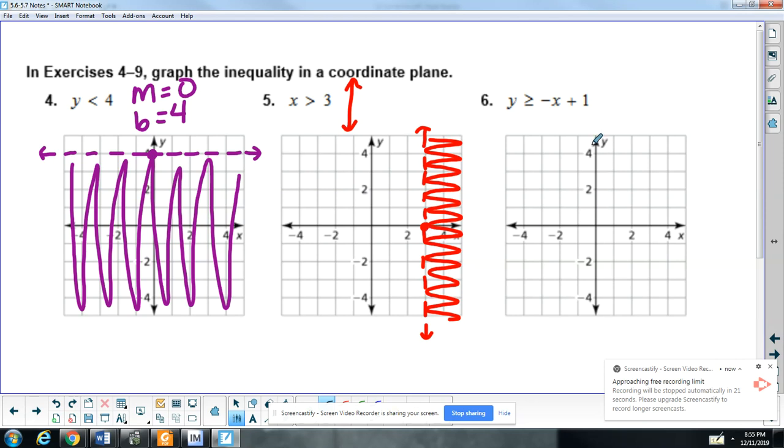Next, on number 6, we're going to graph this because it is in slope-intercept form. So we can just go straight to graphing this.